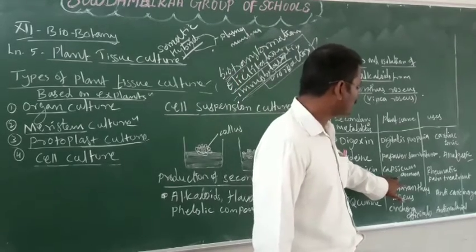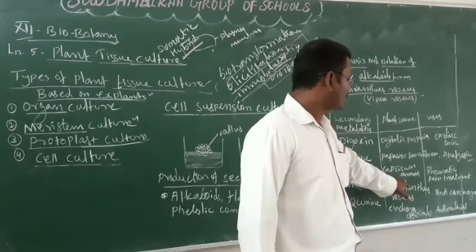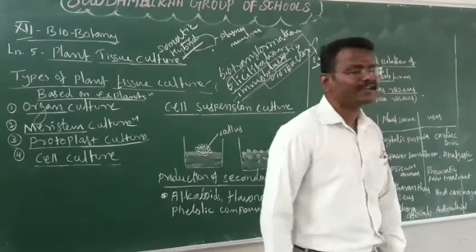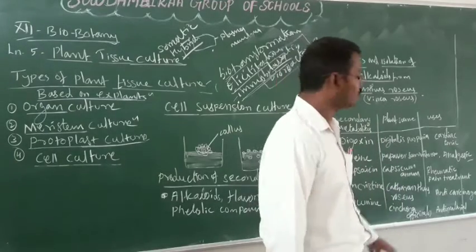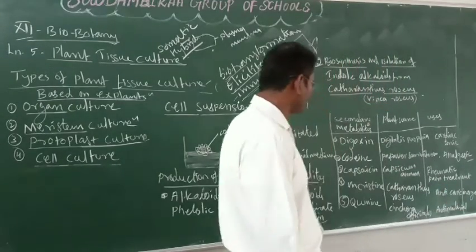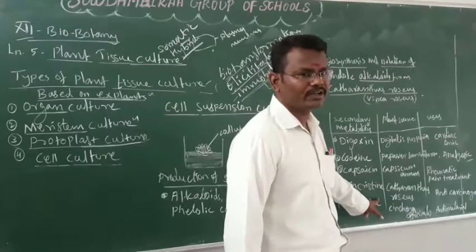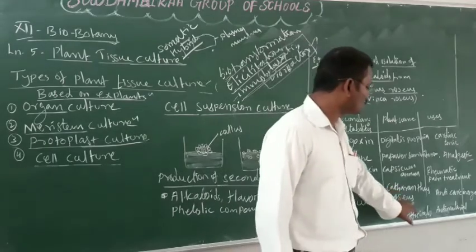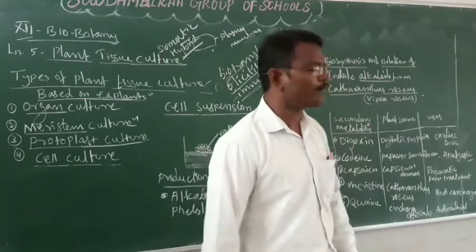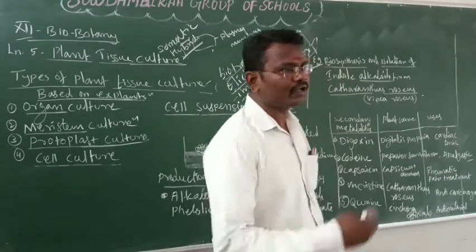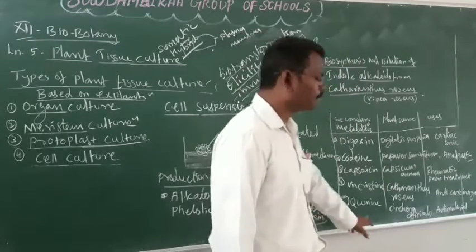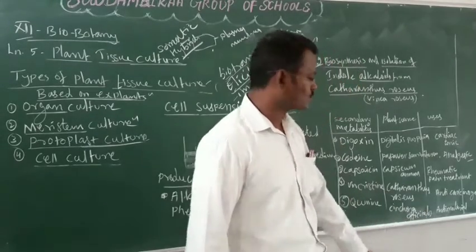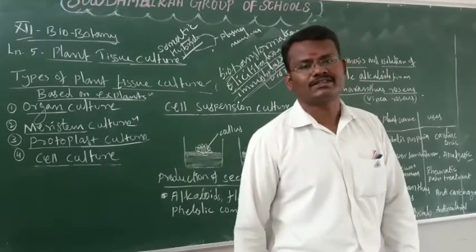Capsaicin is obtained from the plants of Capsicum annuum. It is used for rheumatic pain treatment, as a joint pain medicine. Next, vincristine is obtained from Catharanthus roseus and used as an anti-cancer drug, a medicine for cancer. Next, an important one is quinine. Already you have studied it. Quinine is from Cinchona officinalis and is used as an anti-malarial drug.